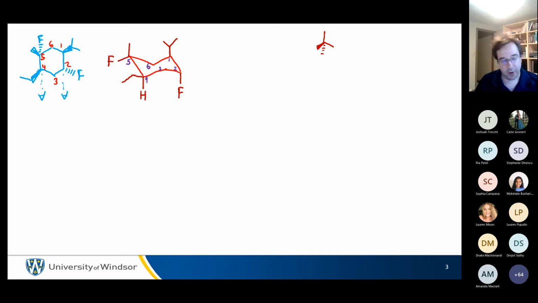Okay, and then on carbon 5, we have a methyl group up and we have a fluorine in a down position. Again, the up is axial, the down is the one that isn't up.